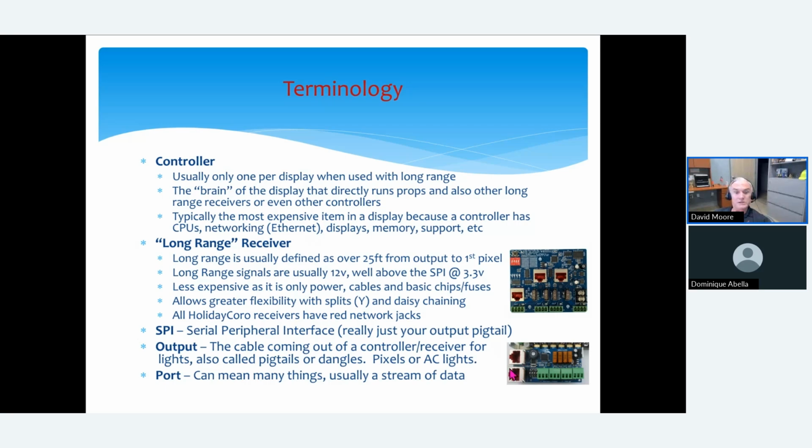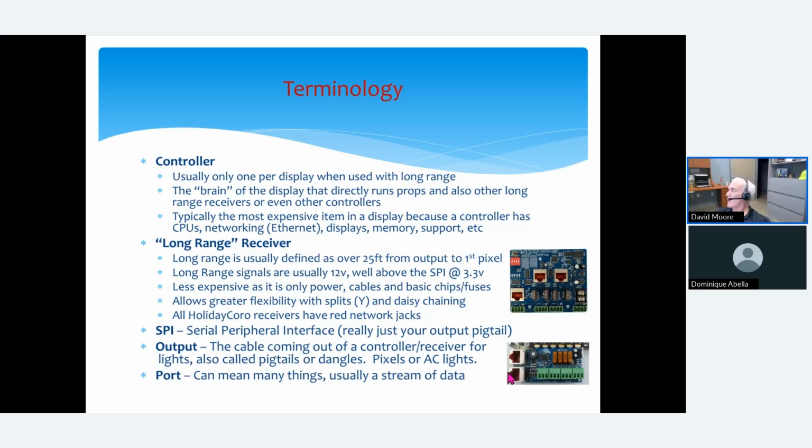Now, the Falcon is different. It doesn't do splitting or Ying, like where you can split the signal off into multiple different directions. It's simply just daisy chaining. The Falcon also is not a repeating product. So in other words, when the signal comes into the long-range receiver, it is not being boosted back up just like the signal is on a Pixel and then resent out. It's just coming in and going out. It's just the wires are tied together.